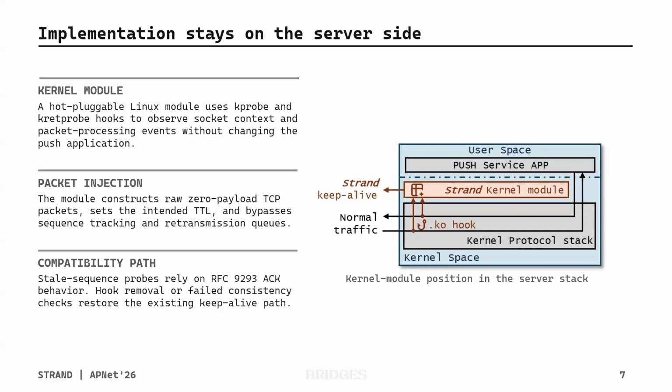Calibration probes use a stale sequence number, so a conforming client kernel returns an ACK under RFC 9293 and discards the segment before application delivery. The architecture also provides rollback. Hooks can be unregistered and failed consistency checks can restore the client heartbeat. This matters because the gateway processing order and the router behavior are deployment assumptions, not properties shared by every device that follows the RFC.